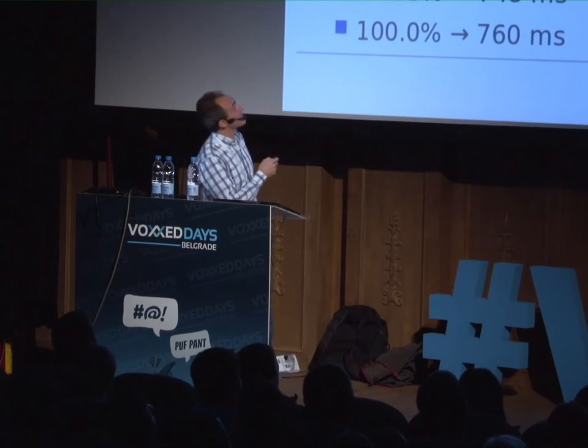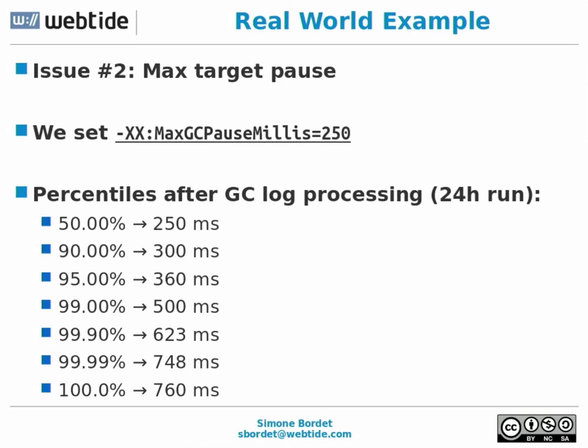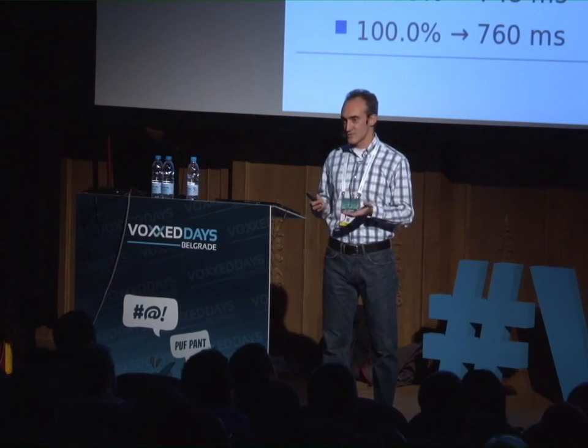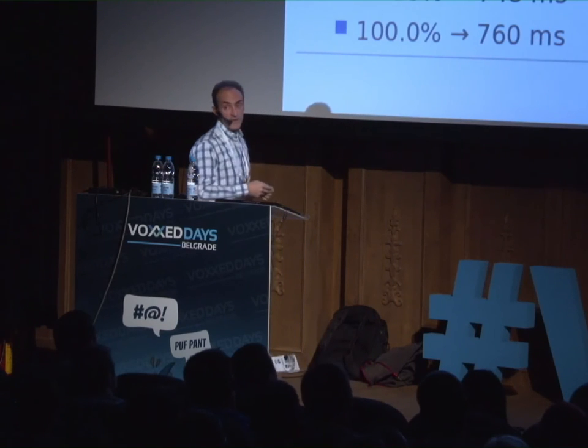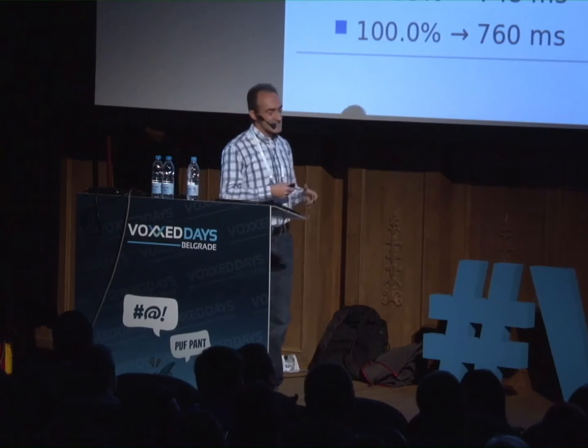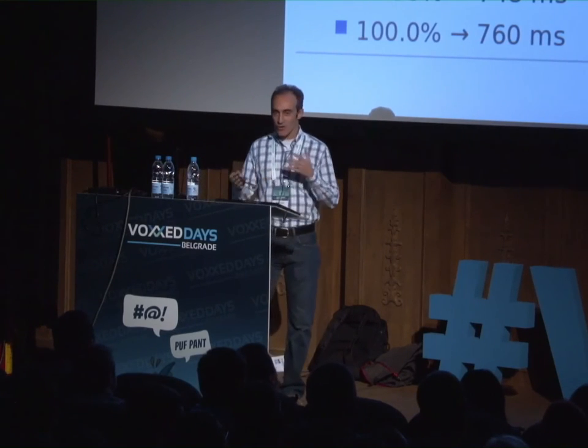Second problem, the max target pause that is specified at the beginning. We specified 250, but this was actually the percentiles that we got after parsing the logs for a 24-hour run, right? It turns out that only half of the garbage collection cycles were less than 250. The other half was more than that. So the max target pause is not really the max target pause that G1 tries to do, it is more like a median target pause, right? So you have to take this into account if you really do not want to go to 3 times the target pause, okay? So, you know, for us, 760 was kind of bad, but tolerable.